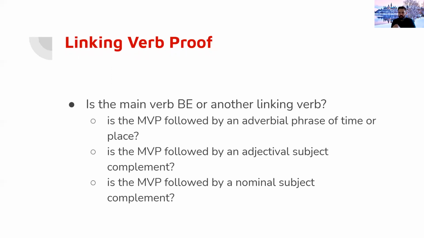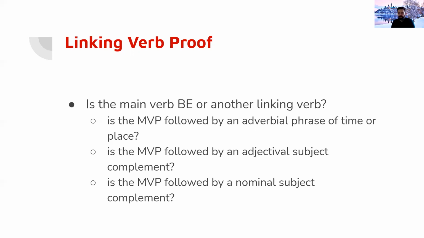So when we're looking for a linking verb, one thing to keep in mind is the main verb be or some other kind of linking verb. Then some other questions to ask yourself: is the main verb phrase followed by an adverbial phrase of time or place, like she is in her office?